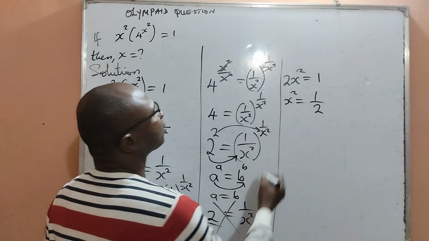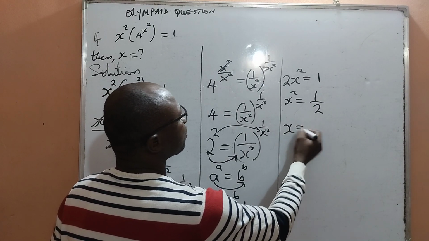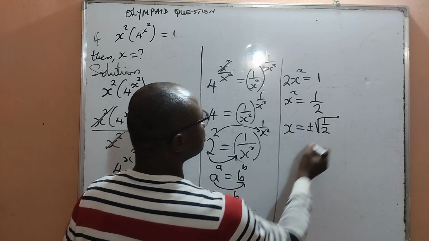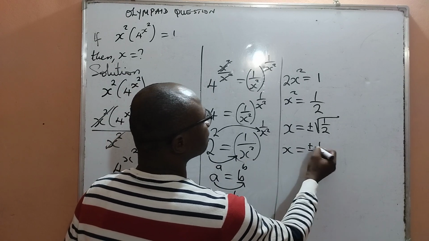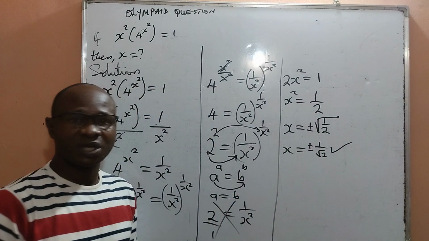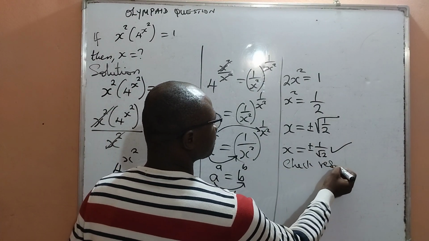Moving forward, what is left now is to take the square root of both sides, meaning that x will be equal to plus or minus the square root of 1 all over 2. And this is going to be plus or minus 1 all over square root of 2 as the value of x. Just a quick one, we check the result from the original question.